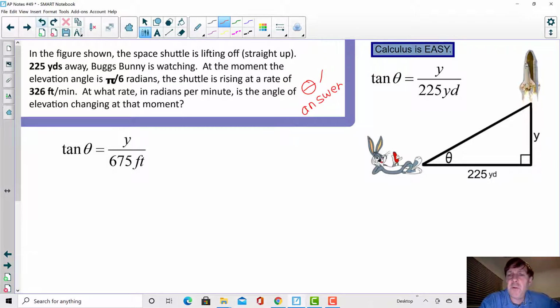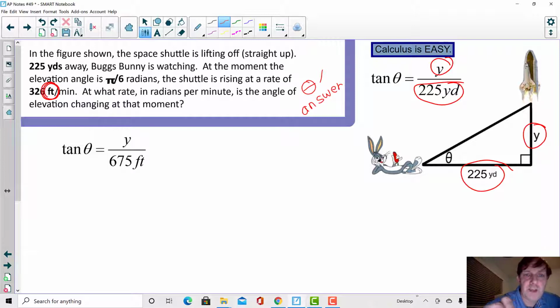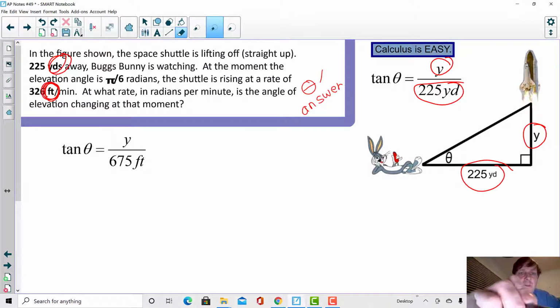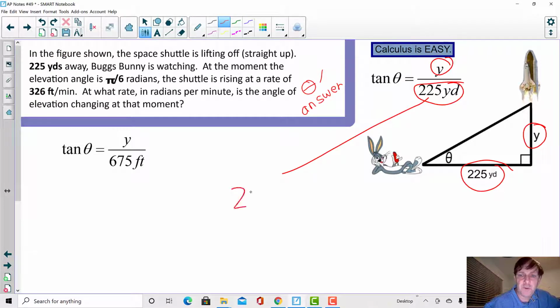And we're going to start by creating an equation that contains theta. So with this right triangle, we can do tangent of theta is going to be opposite over adjacent. So tangent of theta is going to be y over 225 yards. Now you'll notice later on it has feet. So if it has yards and it also has feet, we kind of want to make everything the same units. I prefer to make everything feet. So if we have 225 yards, we know that 1 yard is the same thing as 3 feet. So that gives us 675 feet.